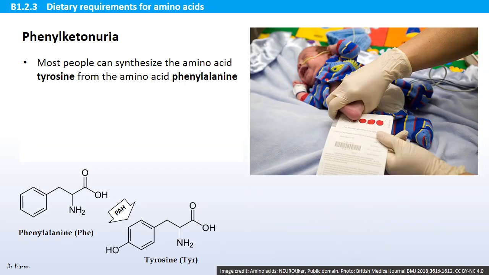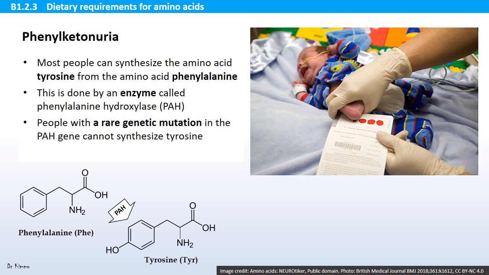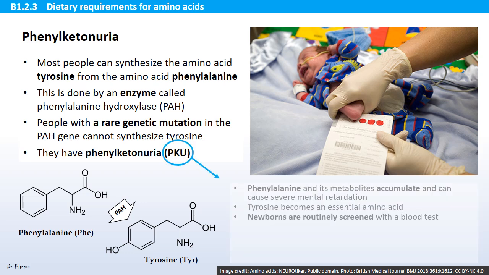Phenylketonuria is a condition associated with the synthesis of amino acids. Most people can synthesize the amino acid tyrosine from the amino acid phenylalanine. This is done by an enzyme called phenylalanine hydroxylase, PAH. However, people with a rare genetic mutation in the PAH gene cannot synthesize tyrosine, and they have phenylketonuria, PKU. What this leads to is that phenylalanine and its metabolites accumulate and can cause severe mental retardation. Also, tyrosine becomes an essential amino acid.